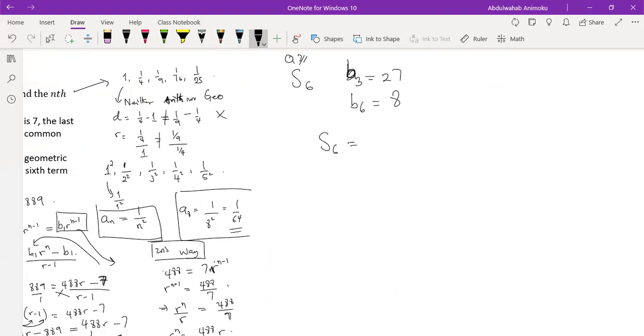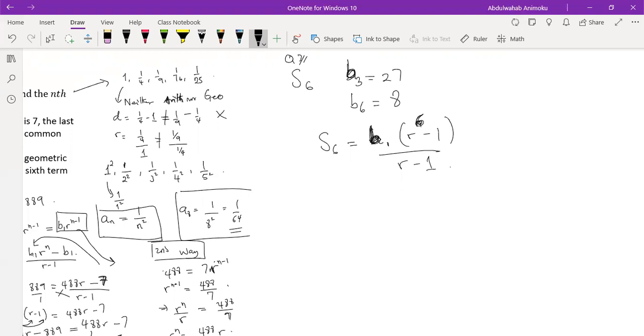S6, don't forget, is what B. So I constantly move between A and B. So it's B1 R raised to power n. In this case, n is 6 minus 1 over R minus 1. Now, what is missing in finding S6 is what?